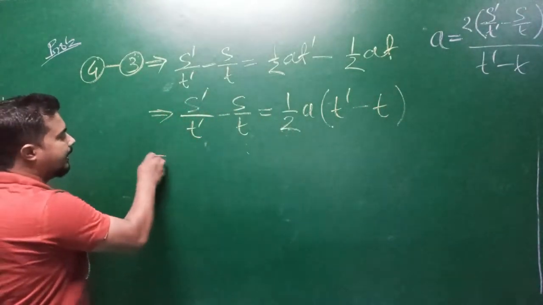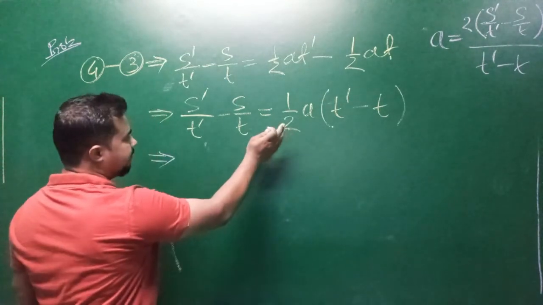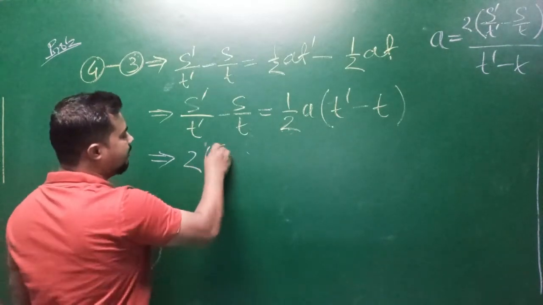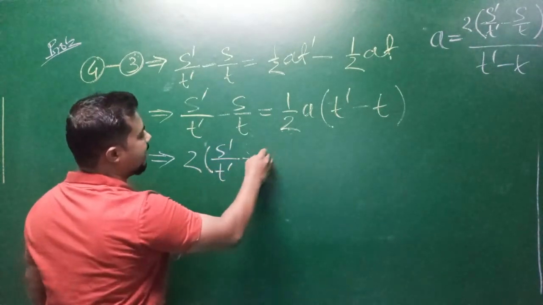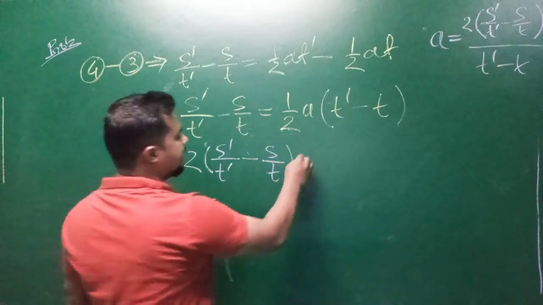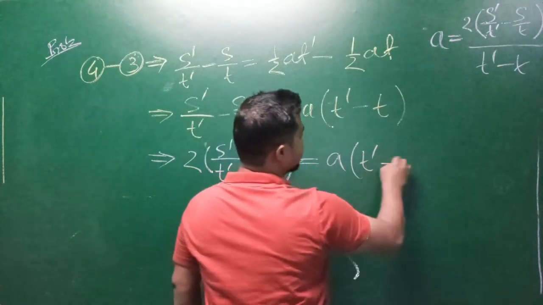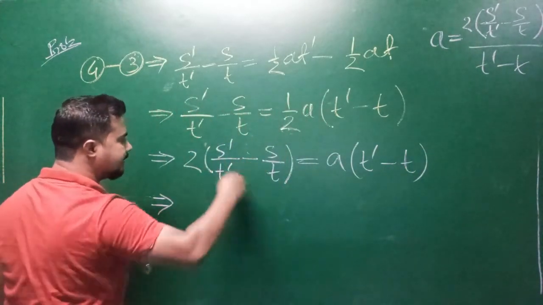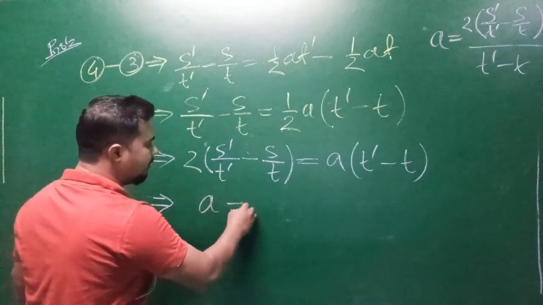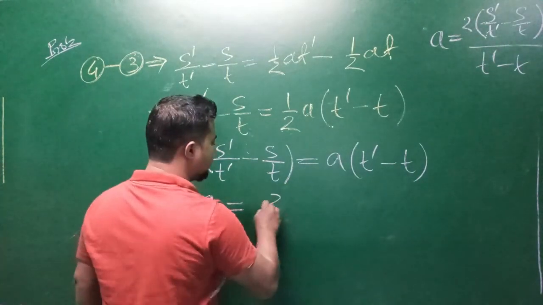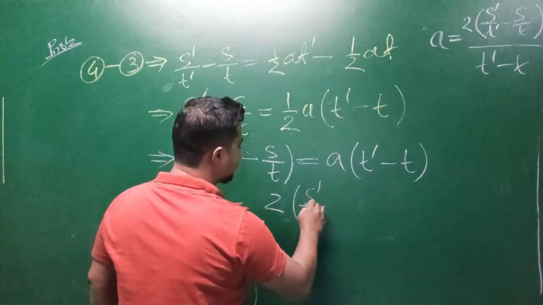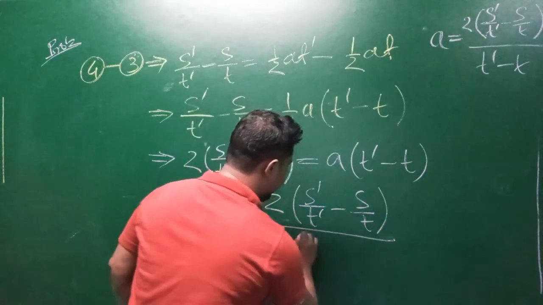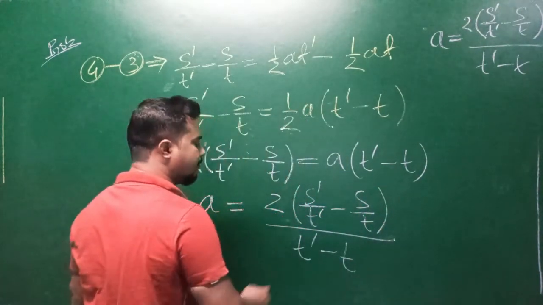This implies that taking the half term to the other side, we get 2 into s dash by t dash minus s by t is equal to a into t dash minus t. From this equation, a will be equal to twice s dash by t dash minus s by t, divided by t dash minus t. So it is a proof here.